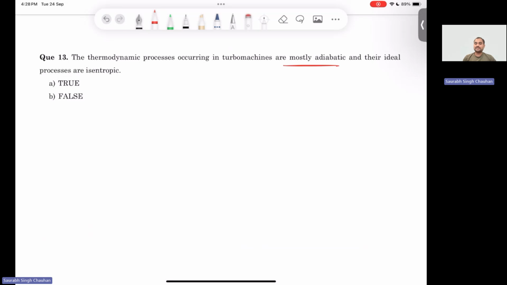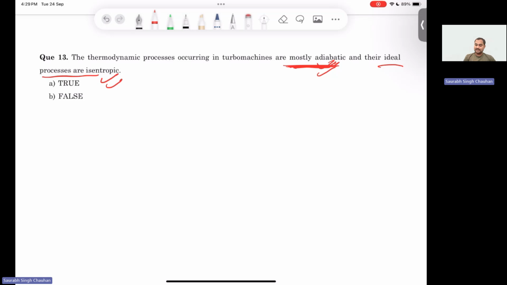In combustion chamber, of course, there is heat transfer, heat addition, so that is not adiabatic. But compressor and turbine, there we assume that the process is isentropic. But in real case, the process will involve some irreversibilities, so that will not be isentropic. But their ideal counterpart, their ideal process will be isentropic and adiabatic. Okay, so there can be some heat losses, but it is written mostly adiabatic.